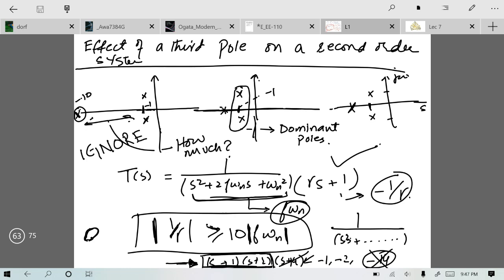By the way, in some books, you can have a read on a reference book as well, in a few of your reference books, this 10 is actually 5. They say that if the third pole is 5 times far away from the real part of the dominant poles, then we can ignore that. So the two different books have written two different things. Obviously if it is 5 times away, the effect will be lower, but it would be better if we ignore it when it is 10 times away from your dominant poles.